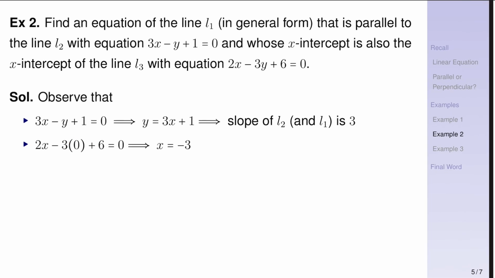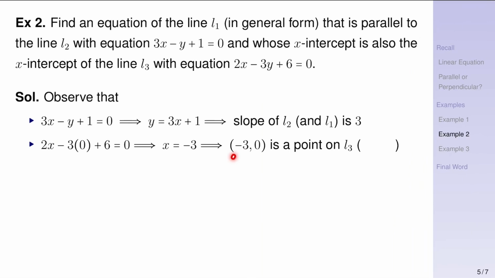So this means that the x-intercept of the line L3 is negative 3, 0. So it is a point on L3. And not only on L3, because we know that this x-intercept is also the x-intercept of the line L1. So negative 3, 0 is also a point on L1. And once we have that, we are done, since we now have a slope for L1, which is 3, and a point on L1, which is negative 3, 0.